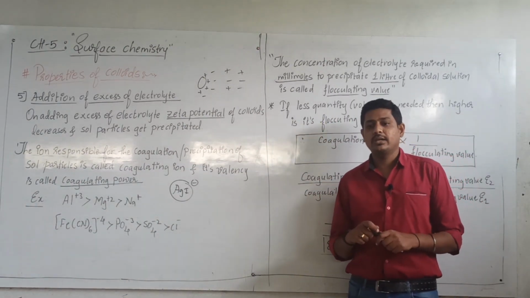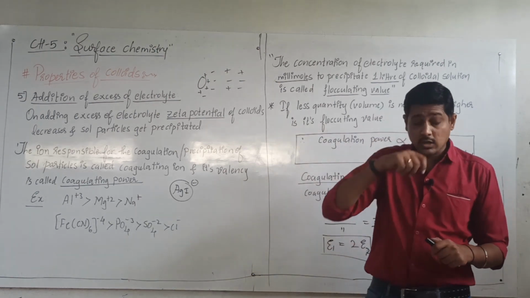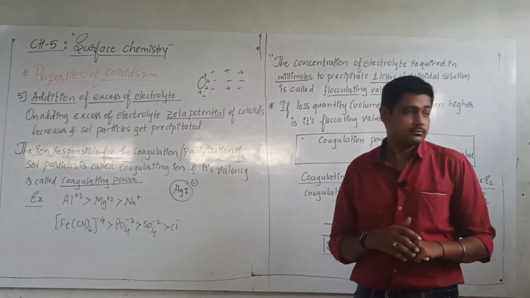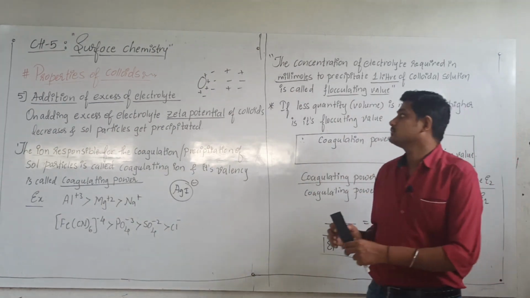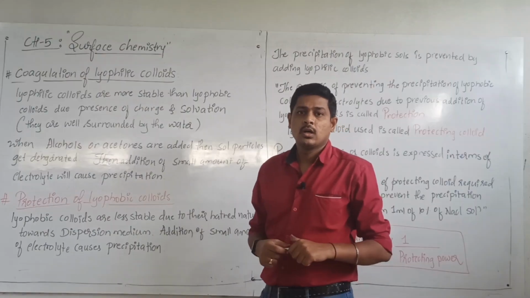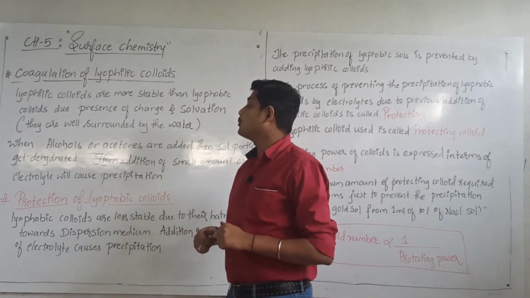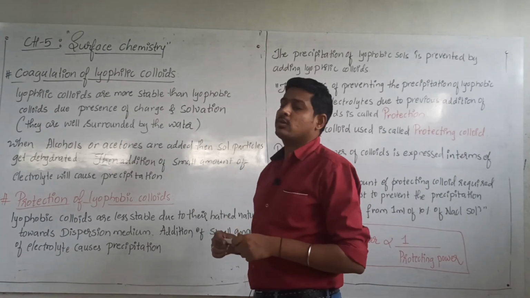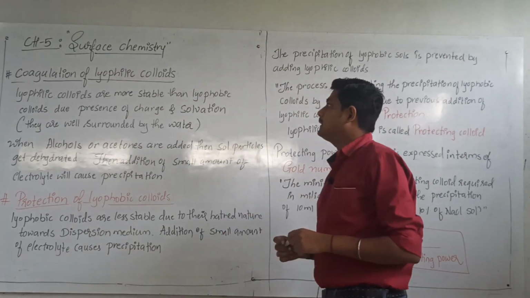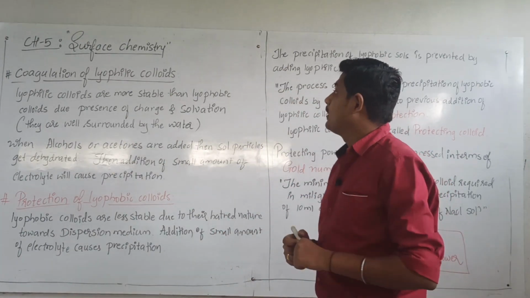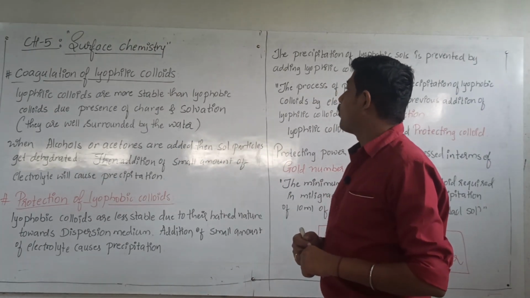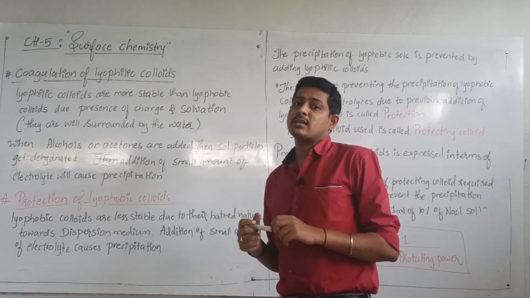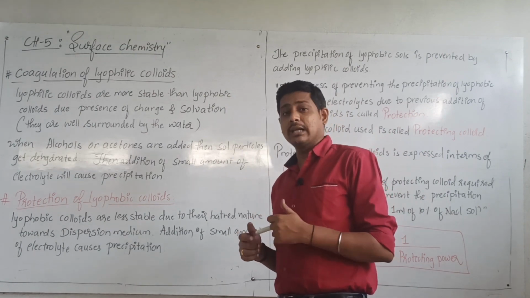Next we will move on to the next factor, that is coagulation of lyophobic colloids. Now let us see that. Okay, my dear students, now let us move on to the next concept, that is coagulation of lyophilic colloids, or we can say precipitation of the lyophilic colloids. Now lyophilic colloids are more stable than lyophobic colloids. Why are the lyophilic colloids more stable than the lyophobic colloids?